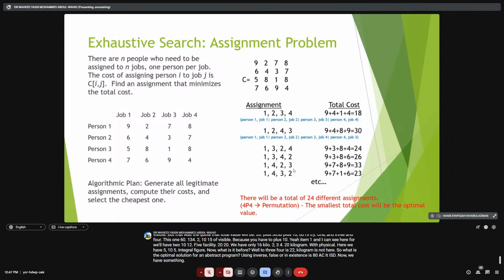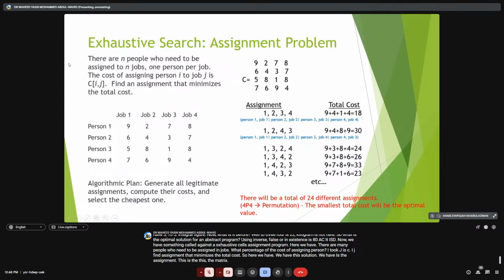Now we have something called the exhaustive search assignment problem. Here there are n people who need to be assigned n jobs, one person per job. The cost of assigning person i to job j is Cij. Find the assignment that minimizes the total cost. So here we have this solution, this is the assignment matrix.